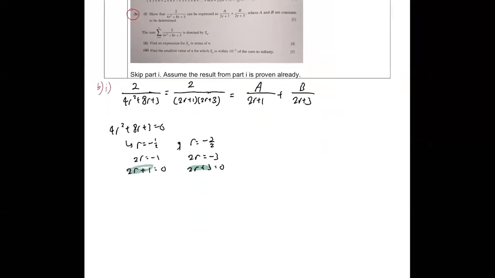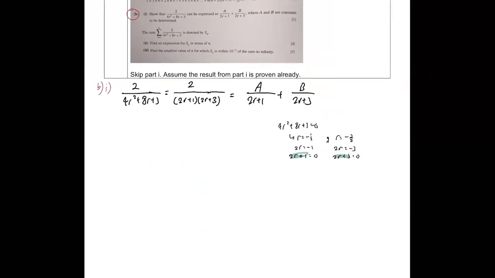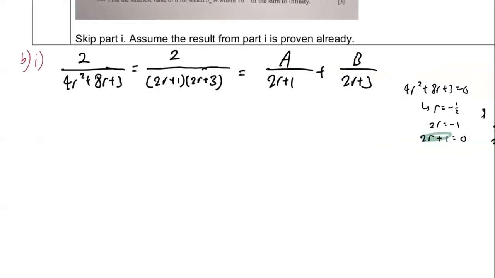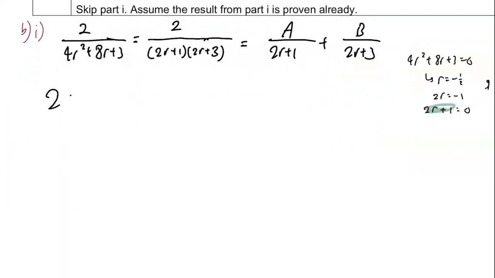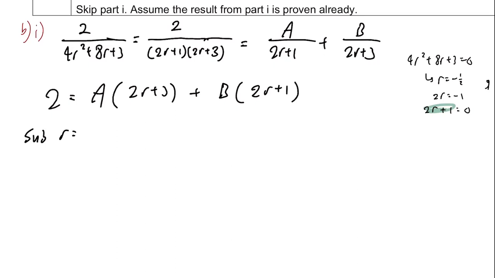Okay, continuing on, we just need to solve this partial fraction. So just cross multiply. So 2 equals a times (2r + 3) plus b multiplied by (2r + 1). Then maybe we can sub in r with, let's say, -1/2. Yeah, so this will become a 0.